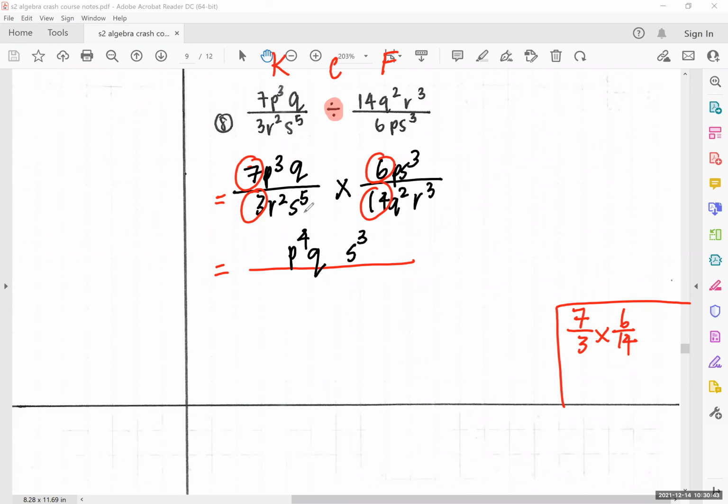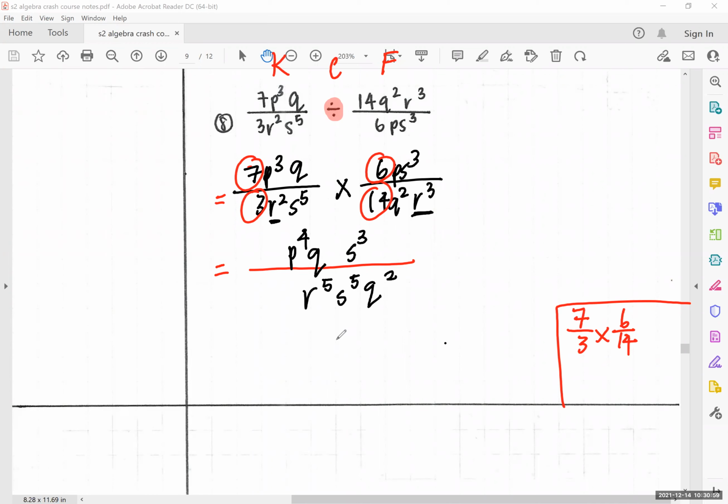Next, I don't want to write and erase already. Can you see this is R squared and R cube? So it gives me R to the power 5, S to the power 5, and Q squared. Got it? Now change highlighter, or rather change pen.